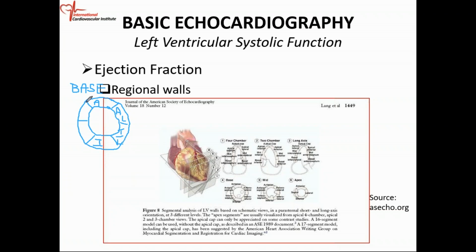Over here is the septum. This is the anterior septum because it's closer to the anterior wall. So we can designate this AS. This is the inferior septum because it's a septum, but it's closer to the inferior wall. So we can designate this IS, inferior septum. So this is at the base.